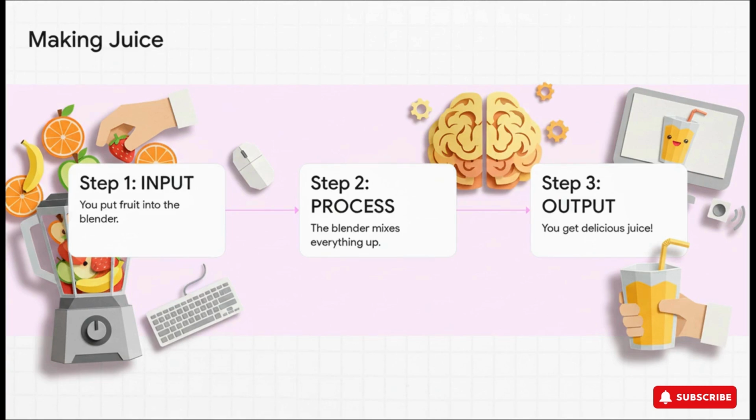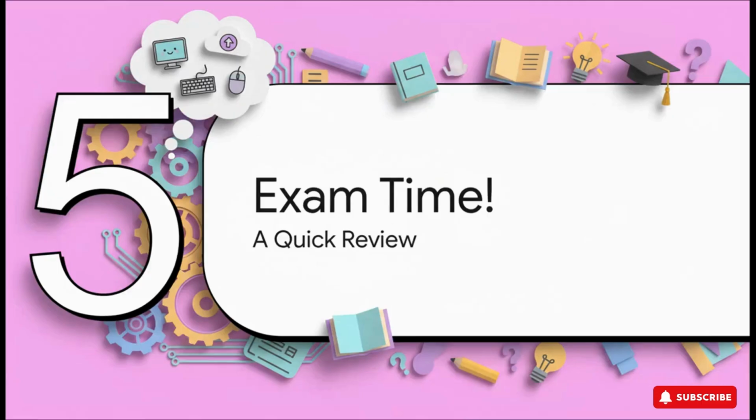Next up, step 2 is process. The blender's job is to spin and mix everything up, right? Well, the computer's brain, its processor, does all the thinking and calculating. And finally, step 3 is output. You get delicious juice. The computer's output is what you see on the screen or hear from the speakers. Input, process, output. That's it. So simple.